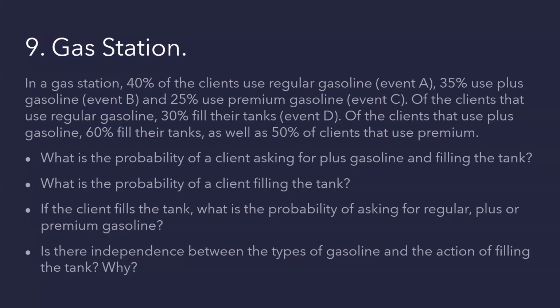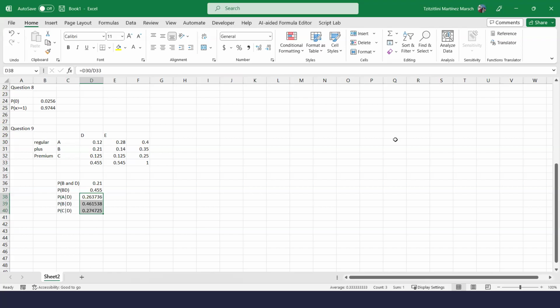The next thing it says is, is there an independence between the type of gasoline and the actual action of filling the tank? So the first one, it says, is there an independence between the type of gasoline? So the type of gasoline can be any of these. Okay, so let's go ahead. Probability of A. What is the probability of A? Well, the whole A is this one, right?